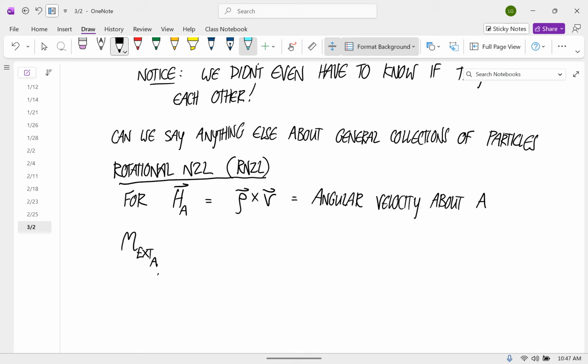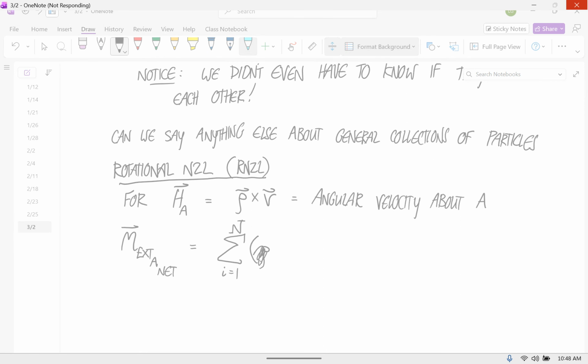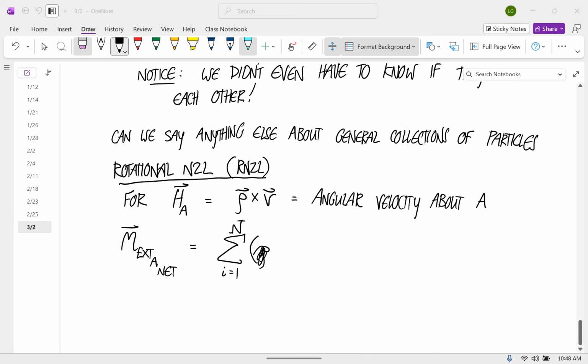and add them all up so you get the net, this is equal to, for each individual particle, the sum from i equals 1 to n, if you have n of these particles, of the time derivative of each one of these angular momenta.